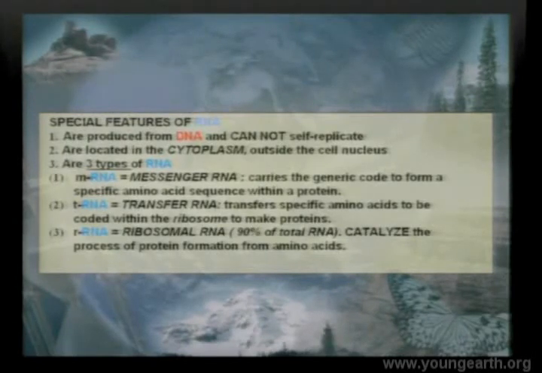Okay? Then the ribosomal RNA, and really about 90% is ribosomal, interestingly enough. That only leaves 10% for these other two, right? But that catalyzes processes of protein formation for amino acids. Now, that's very critical. Catalyst means what?